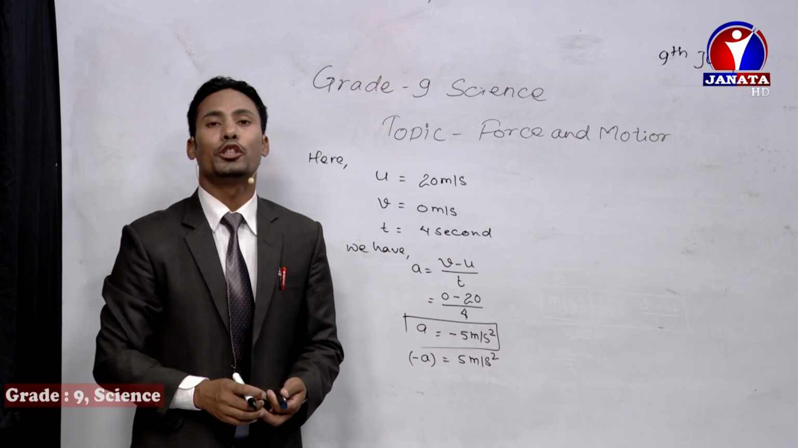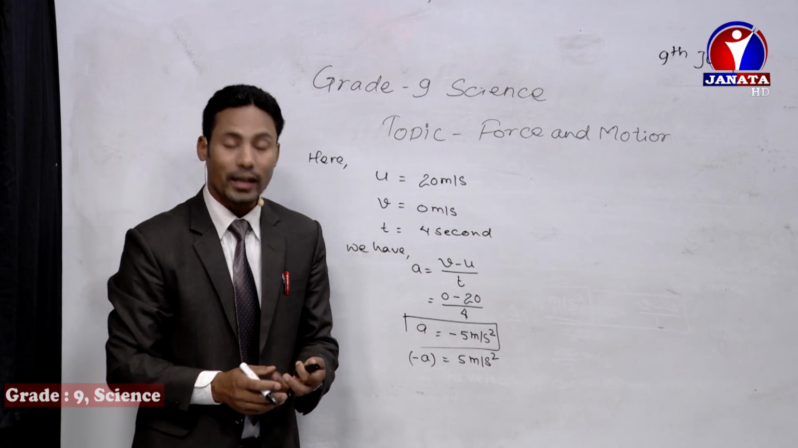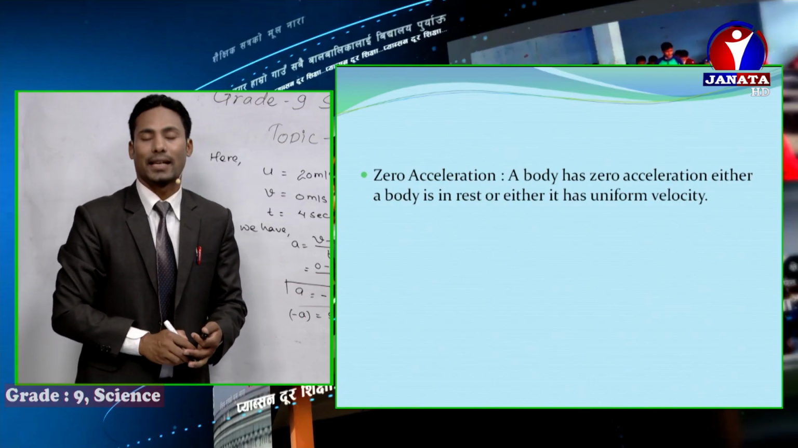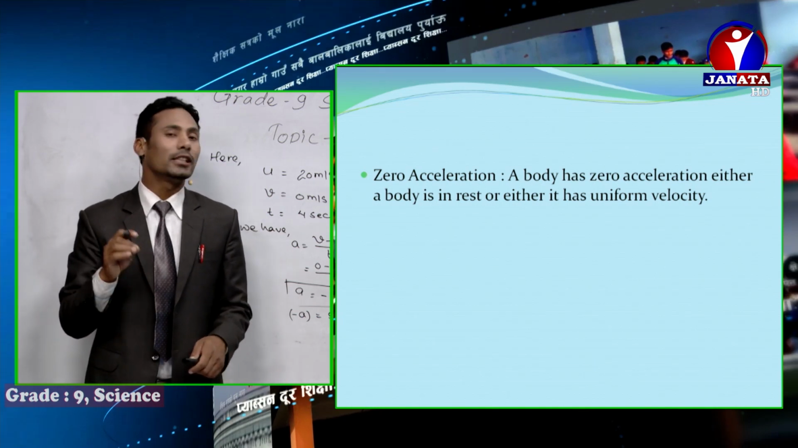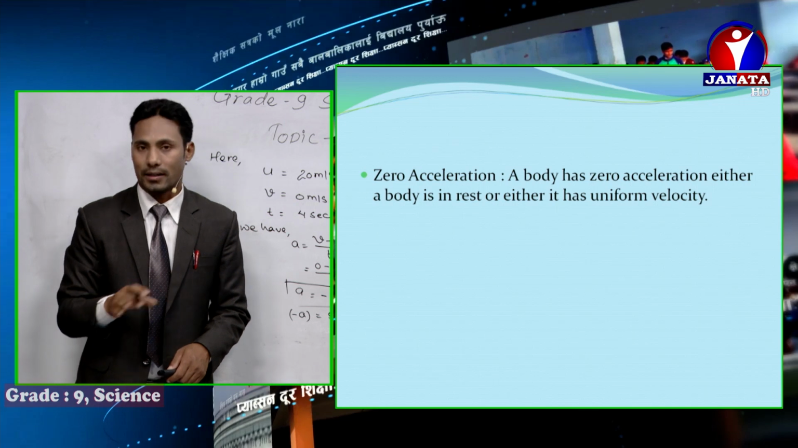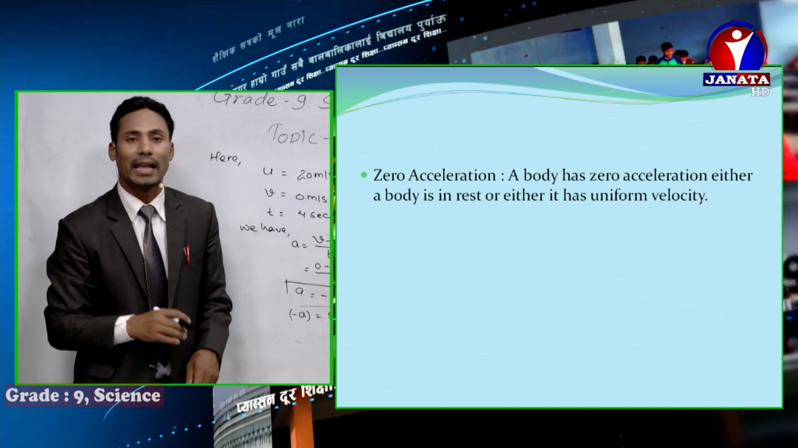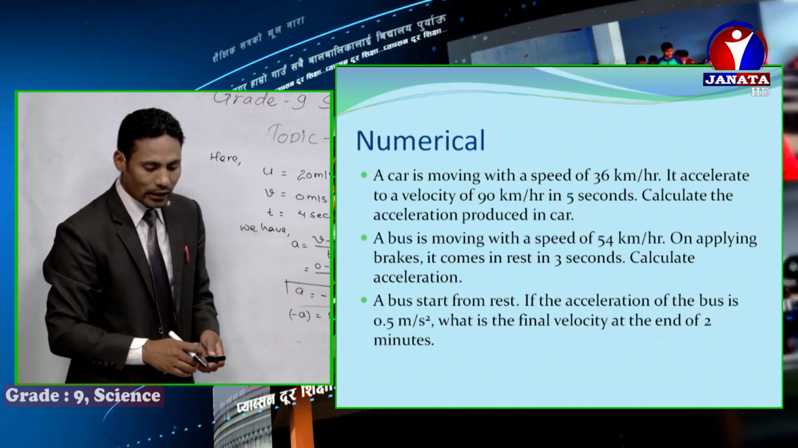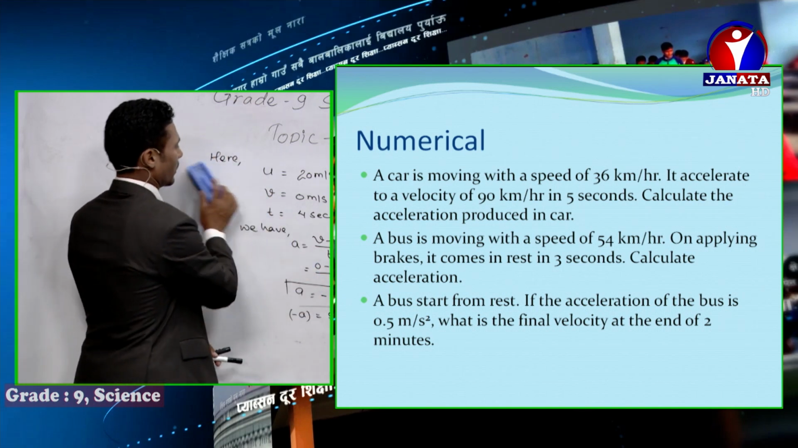Zero acceleration means the acceleration of a body is 0. I've already given the conditions for zero acceleration: either the velocity should be constant, or the object should be at rest. In those two conditions, the acceleration is 0. Okay, so let's solve some numerical problems on acceleration.